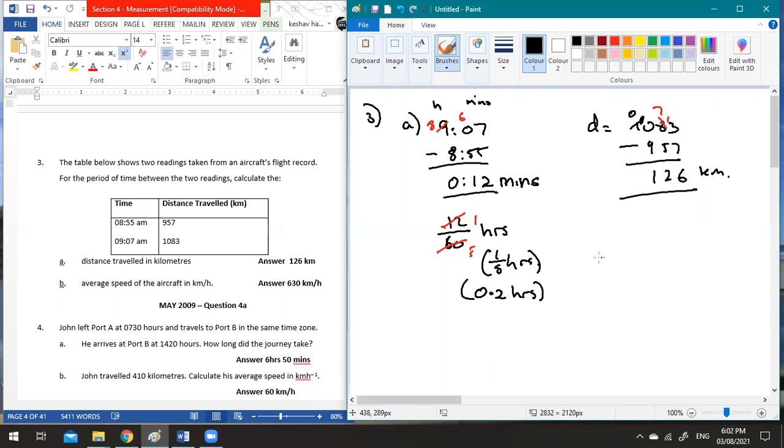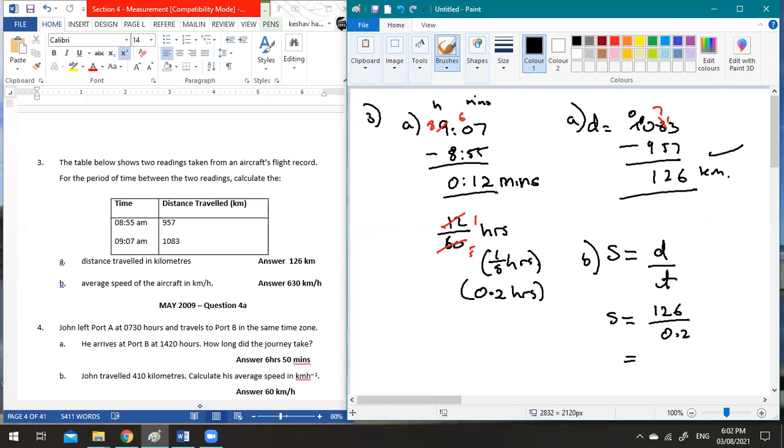Again, we know the formula to this. Speed, the average speed is distance over time. Right, so the distance traveled is 126 kilometers. So that's part A, the answer. Part B now, they want to know is the average speed. And the distance is 126, and the time is 0.2 hours.